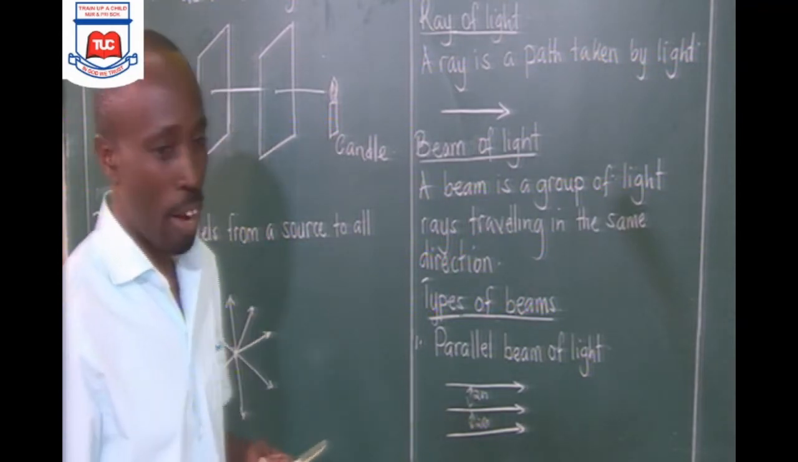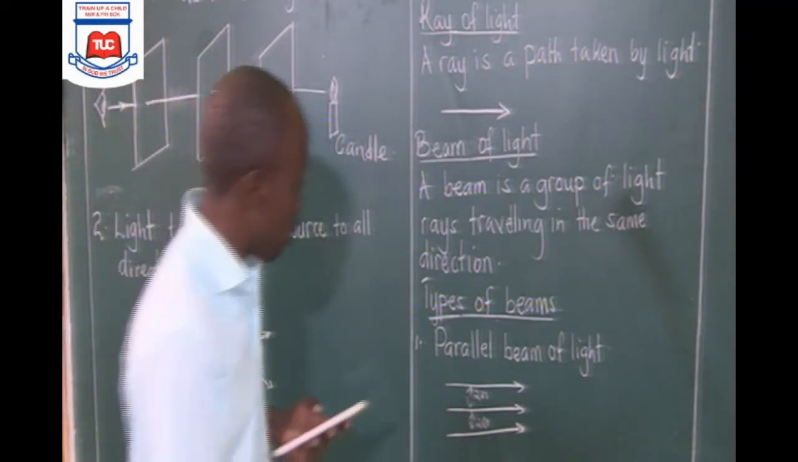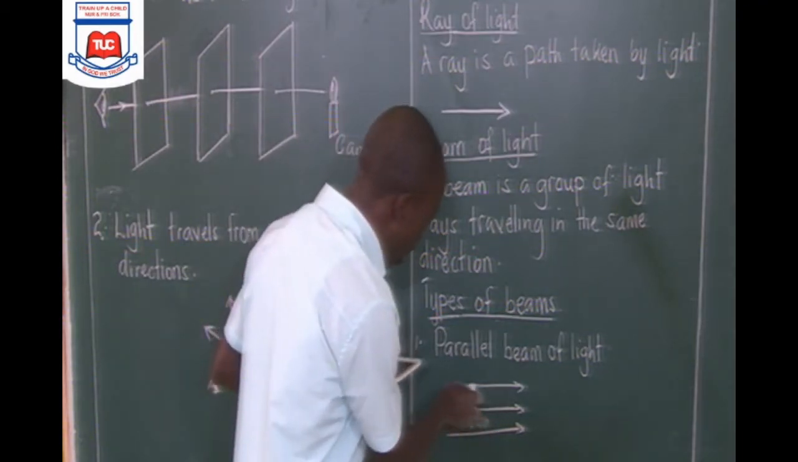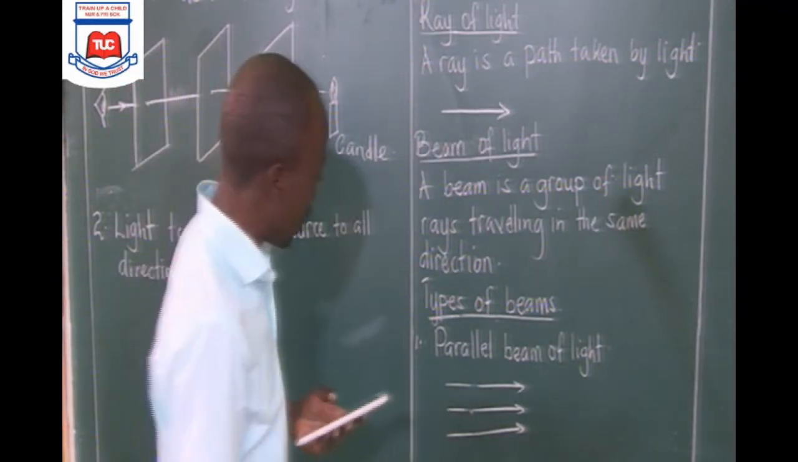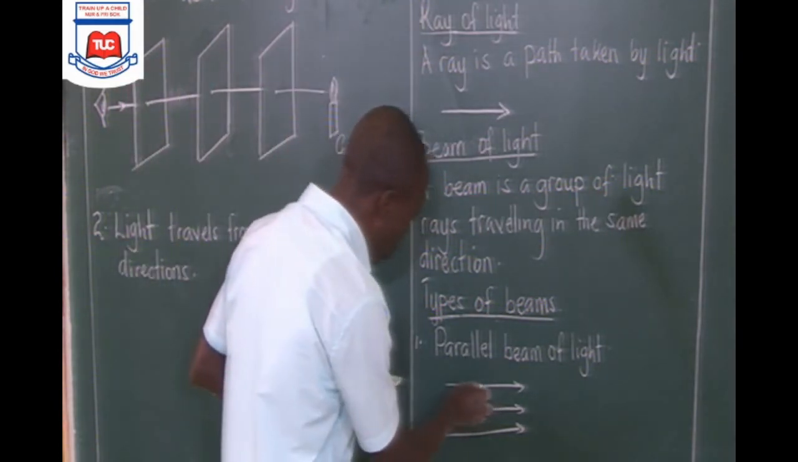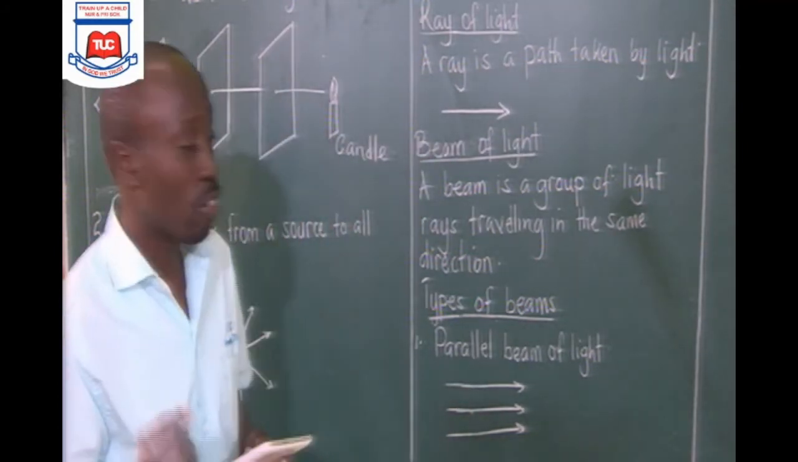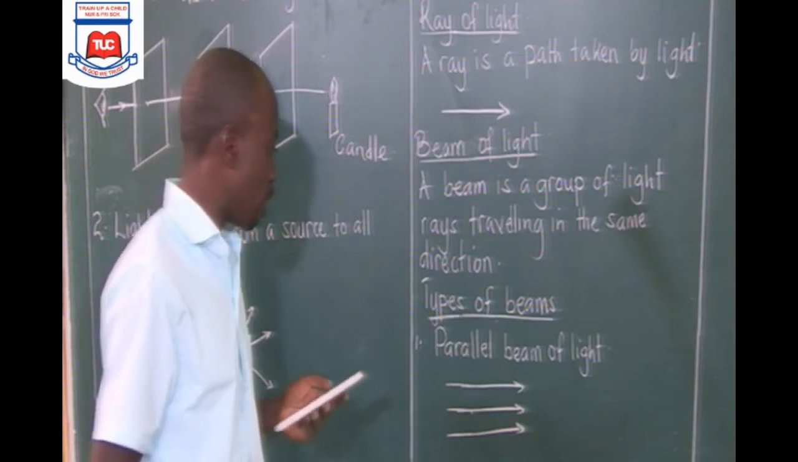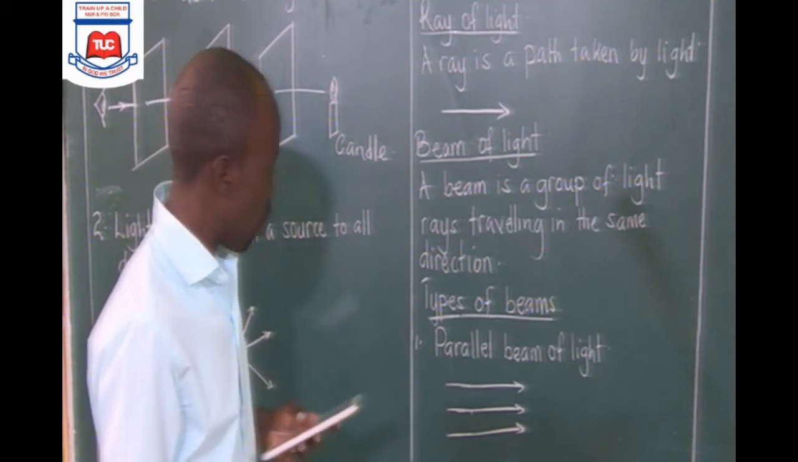You know how to draw parallel lines in mathematics. Now, a parallel beam behaves in the same way. Okay? Lines do not touch each other. So in your exams, if an examiner asks you to illustrate a parallel beam of light, please make sure that you draw these lines parallel to each other. They should never meet. They should not meet. They should be equidistant from each other.